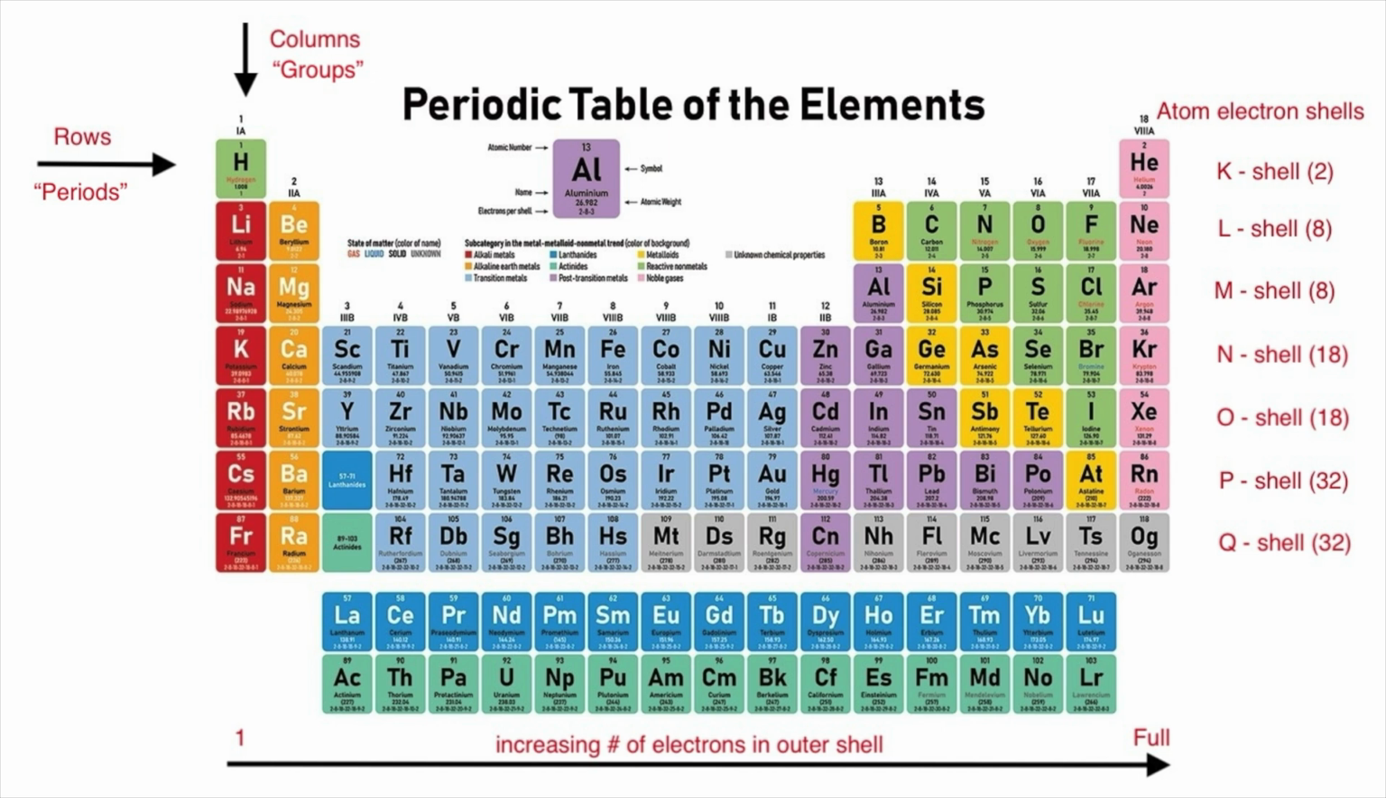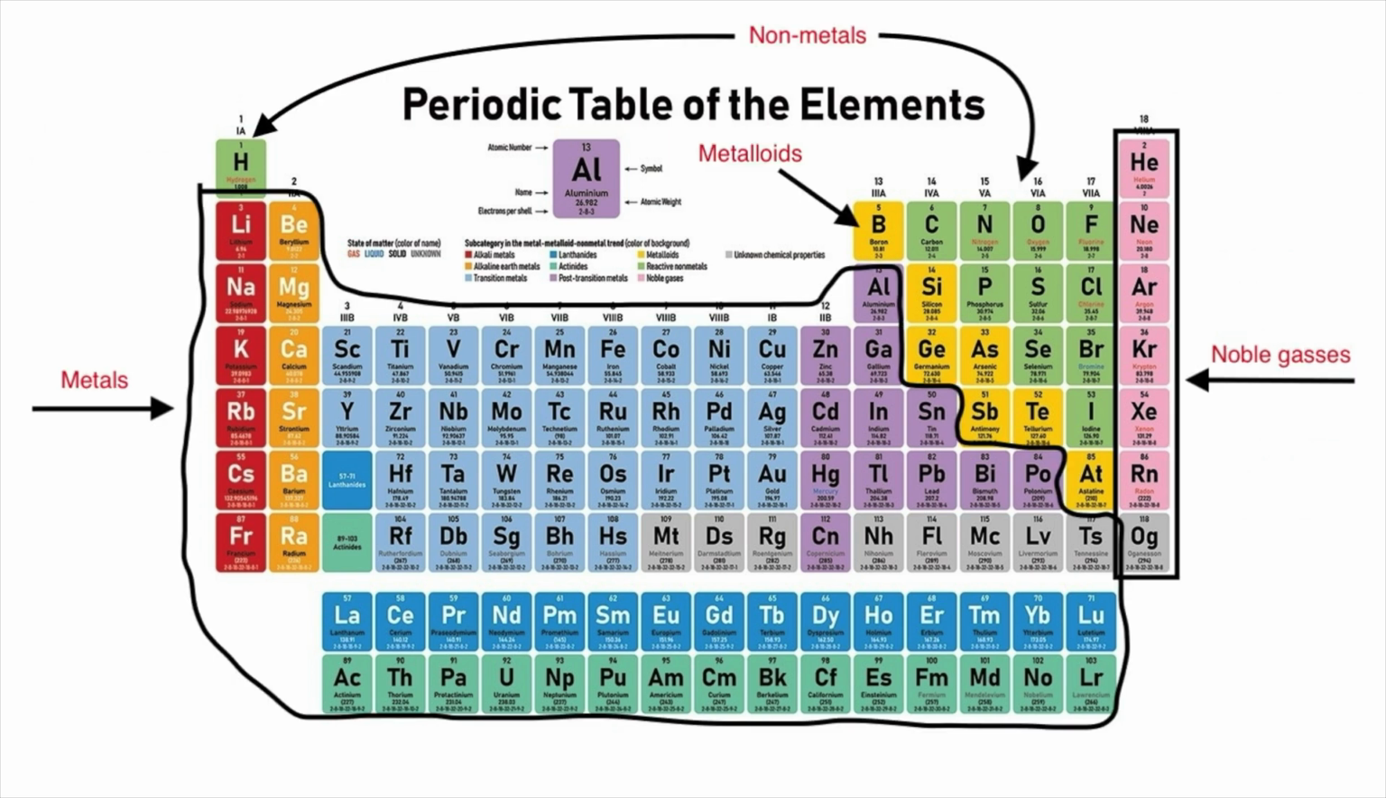Periods represent the shells with electrons in them that are around a nucleus of an atom. Groups are ordered by elements that behave similarly. Therefore, they have the same chemical properties. Let me explain to you the subcategories in the metal, non-metal trend.